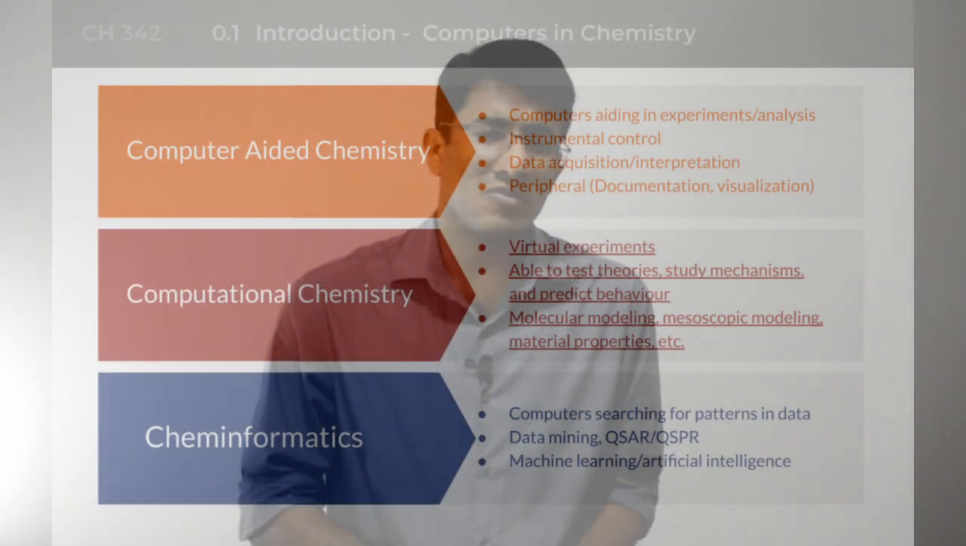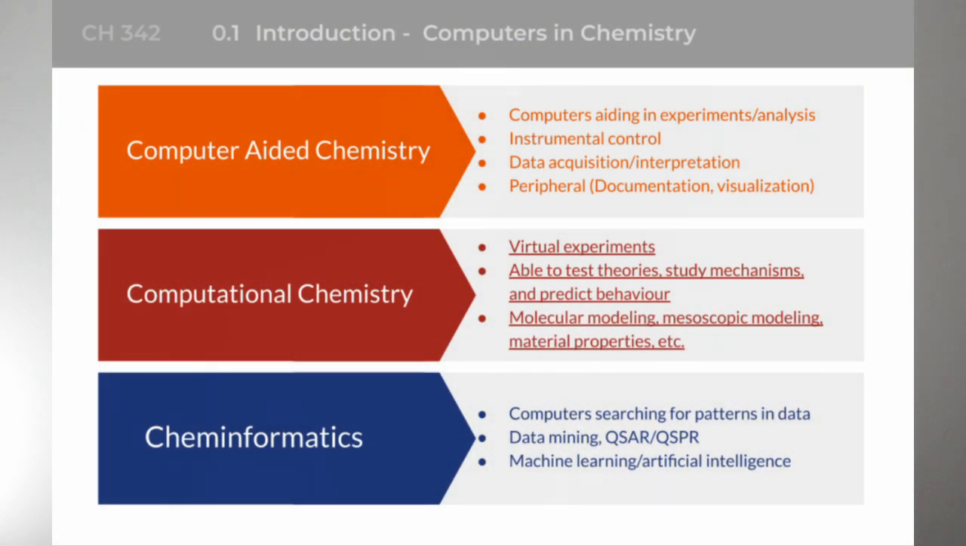So when you think about how computers are used in chemistry, you can classify this in three major areas. And the first is computer-aided chemistry. Computer-aided chemistry is when you use computers to help you do experiments. So if a computer is controlling the machine or instrument that you're using to take a measurement, or if a computer is plotting out readings, or if it is analyzing readings to give you interpretations, these are all you can classify as computer-aided chemistry.